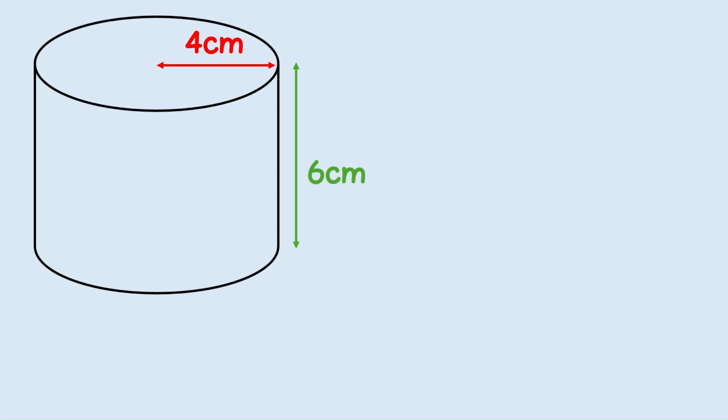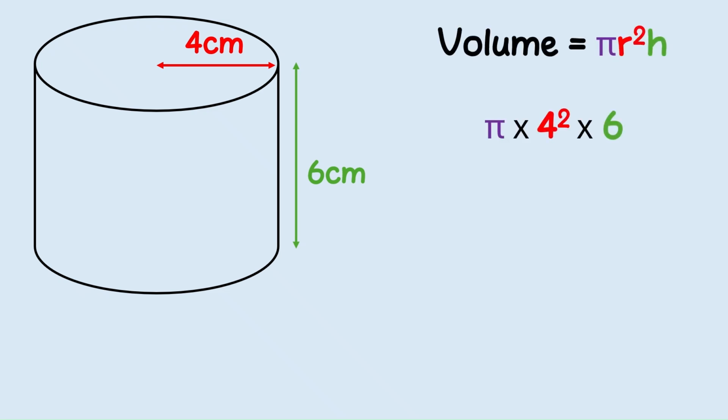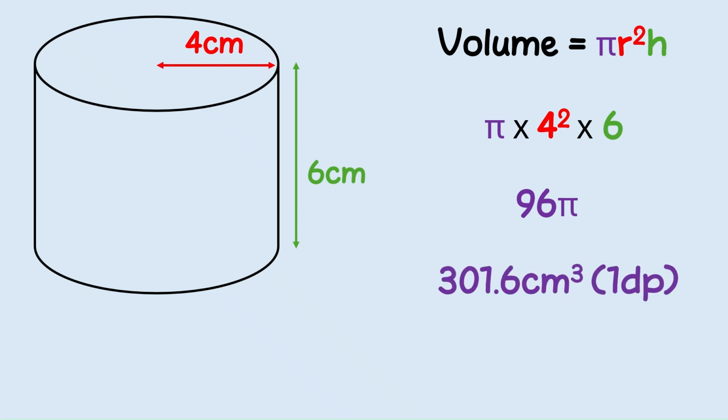Now we can substitute our measurements into our formula, pi r squared h. That would give us pi times 4 squared times 6. 4 squared times 6 is 96, so this could be 96 pi in exact form. We could then put it into a calculator and round our answer, and that would give us 301.6 centimeters cubed rounded to 1 decimal place.